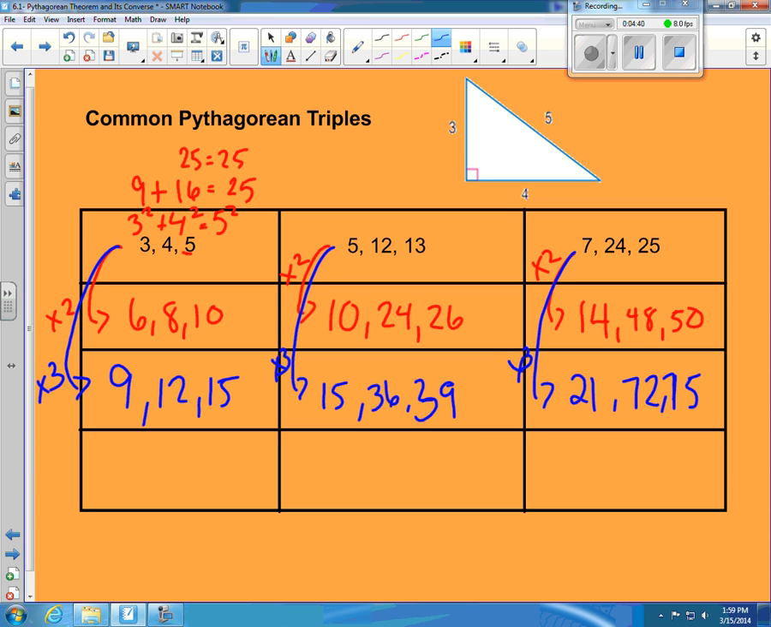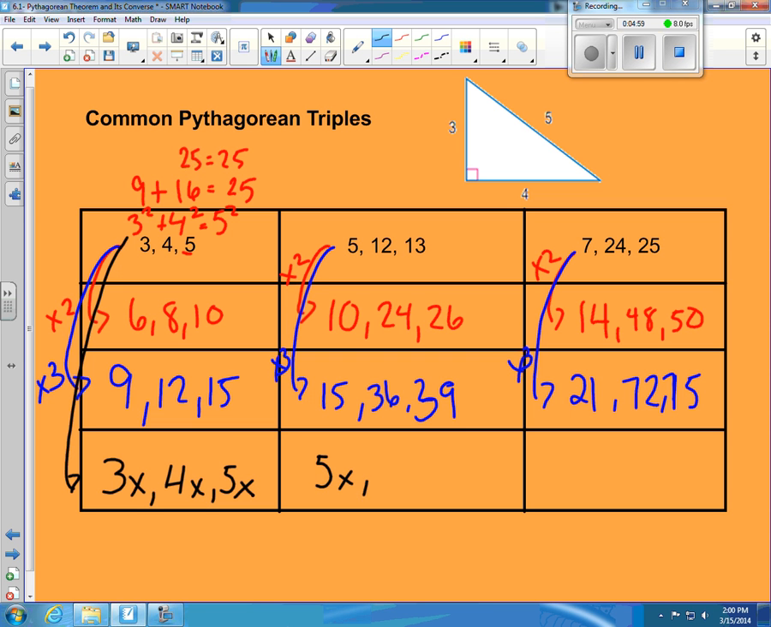So we can say, we can take our original Pythagorean triple and times it by any number, such as x, and it will give us another Pythagorean triple. So if you ever see something that's a multiple of 3, 4, 5, hey, that's a Pythagorean triple.